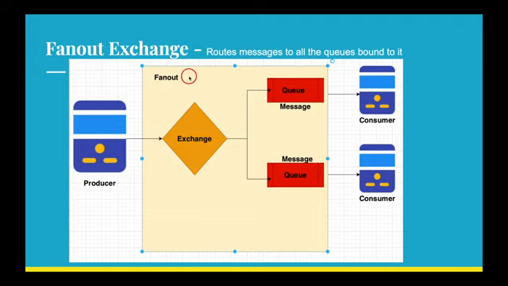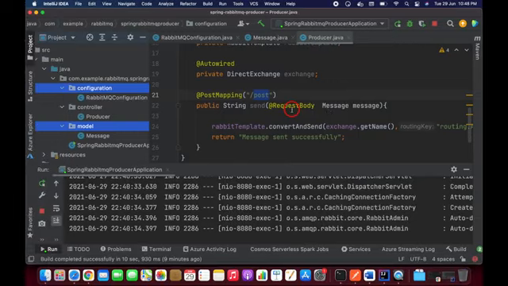and the next one is the fanout exchange. Okay, the fanout exchange routes the message to all the queues bound to it. So here the producer will send the messages to the exchange. This is a fanout exchange. The fanout exchange will send the message to all the queues. From these queues the consumer will pull the message. So let's see it practically, guys.